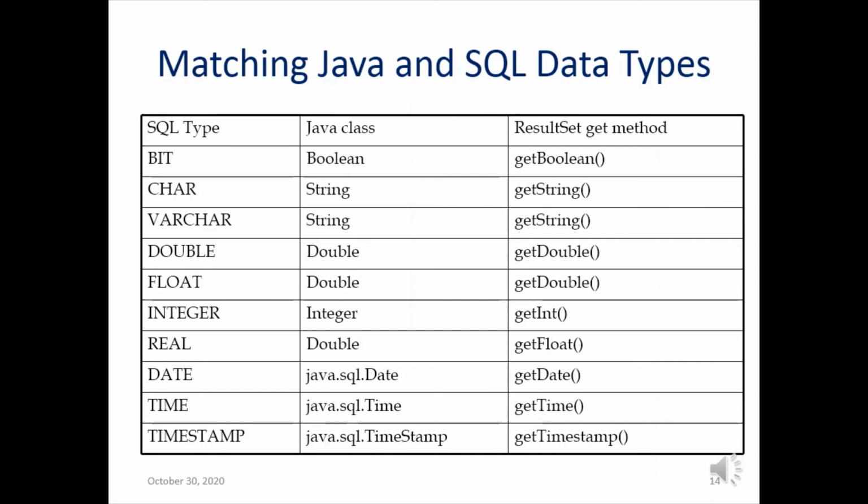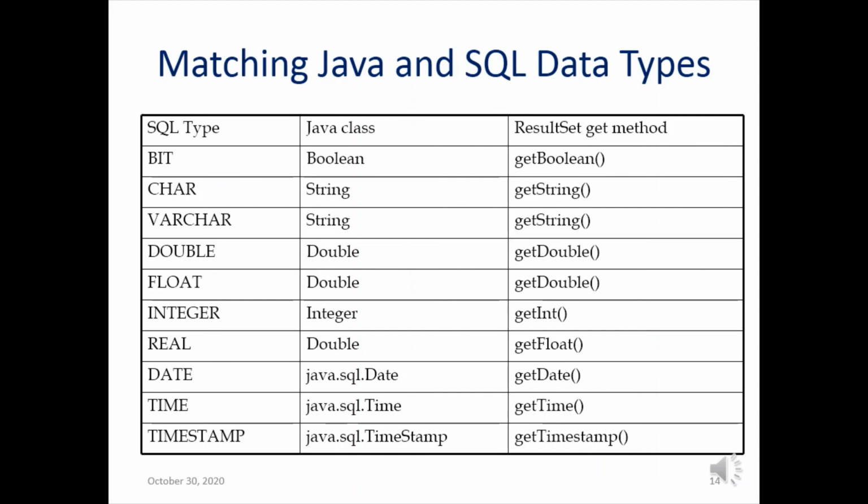In SQL the type is float. In Java it is double. In SQL it is integer. In Java it is int. In SQL the type is number. In Java the type is int. In SQL the type is real. In Java it is double.